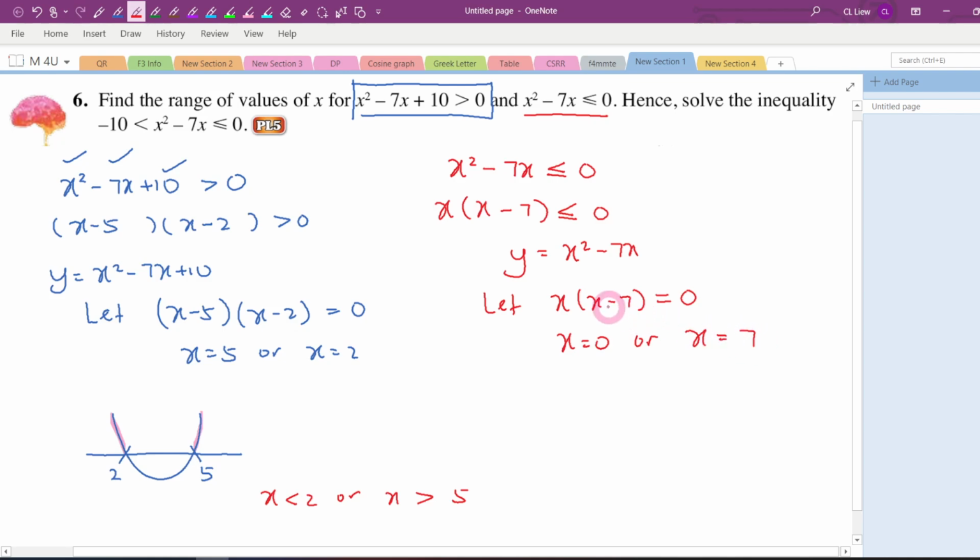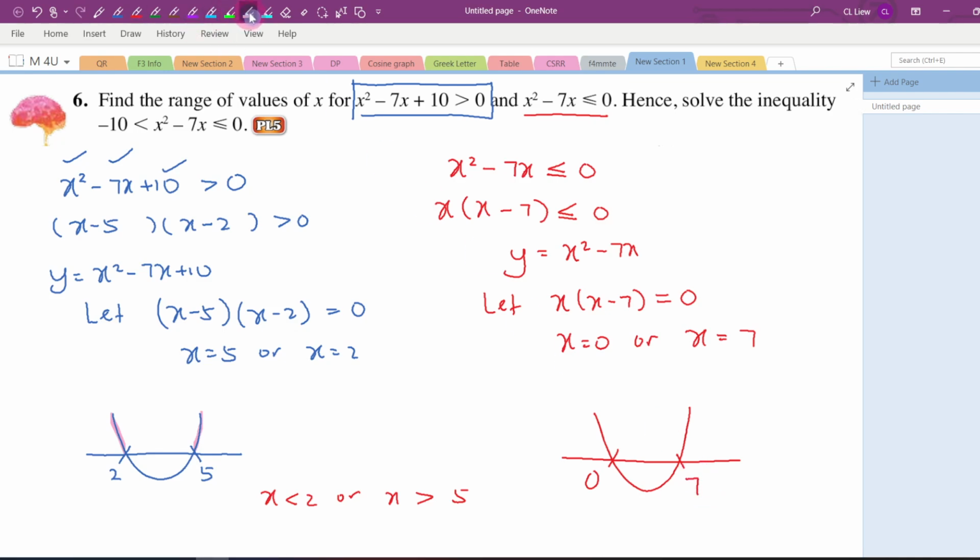How do I get 7? Because we are using the zero product property. If these two terms multiply together, you get 0, we know this is equal to 0 or this is equal to 0. If x minus 7 equals 0, then x will be equal to 7, right? Okay, next step. Before sketching this graph, we need to know is it concave up or concave down. Go back to this one. This is positive, right? So smiling face, concave up. The x-intercepts are 0 and 7.